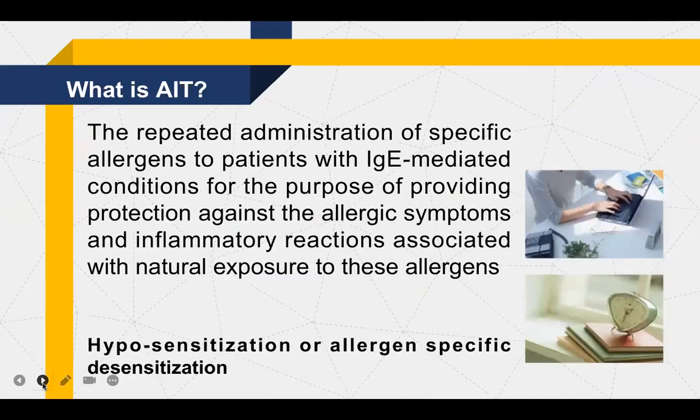So what is allergen immunotherapy? We need to understand this definition clearly. This is a process of repeated administration of specific allergens to patients with an IgE-mediated condition for the purpose of providing protection against the allergic symptoms and inflammatory reactions associated with natural exposure to those allergens. So this is nothing but a hyposensitization procedure, and we can also call it allergen-specific desensitization.